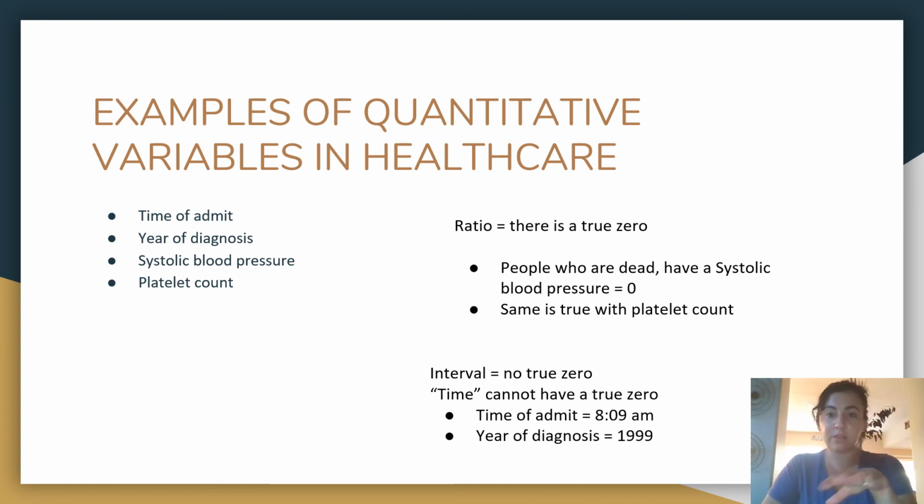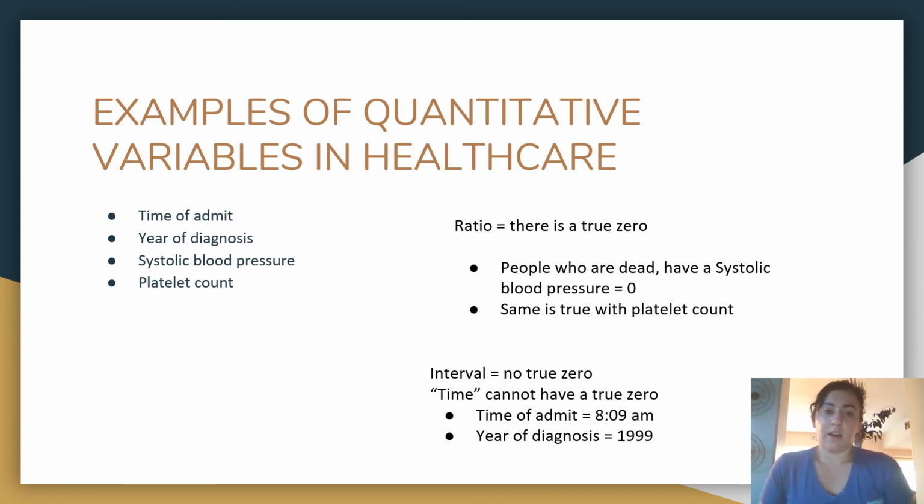Okay, so here are some examples of ratio and interval. If we're considering time of admission, like in healthcare, or year of diagnosis, or systolic blood pressure readings, or platelet count, we can take those and put them where they belong with respect to what type of quantitative variable they are, right? As a ratio, remember, ratio variables have a true zero. It does hold a true zero. Zero exists, okay?